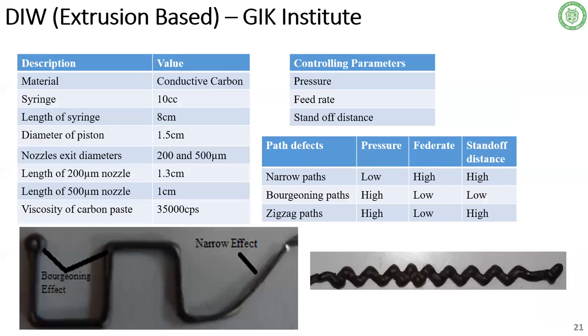And obviously it's not like you put a material in and start printing. It has some flaws as well. So you have to control different parameters: pressure, the feed rate, and the standoff distance, that is the distance between the nozzle and the substrate. And there are many defects you have to watch for. There can be bulging effects, there can be a narrowing effect, or maybe a zigzag effect. So it's not like you put a material in and simply start printing. You have to do a lot of experimentation and research to print proper or acceptable patterns or structures.